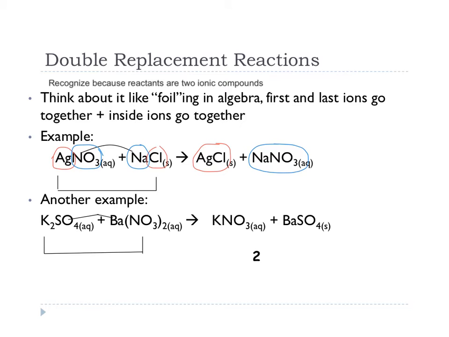So again, in the second example, the potassium is going to get paired up at the end with the nitrate to make potassium nitrate. The barium is going to get paired up with the sulfate to make barium sulfate. We still have to worry too in the final product formulas about charges adding up to 0. So let's look at a few examples that have not yet been done for us.